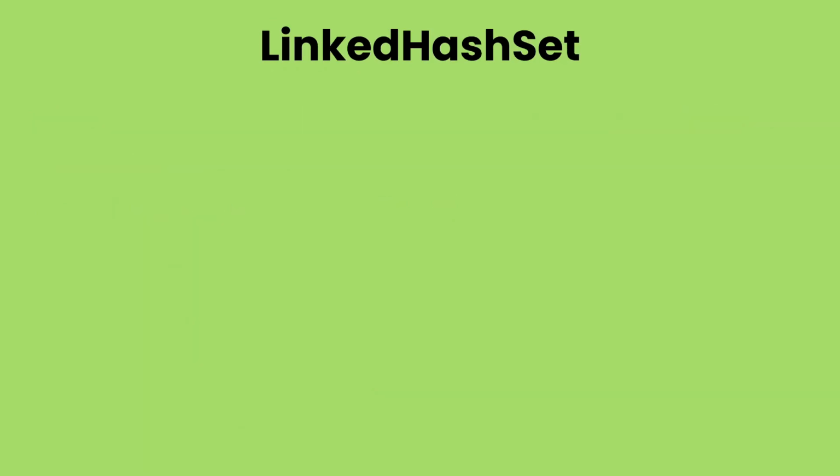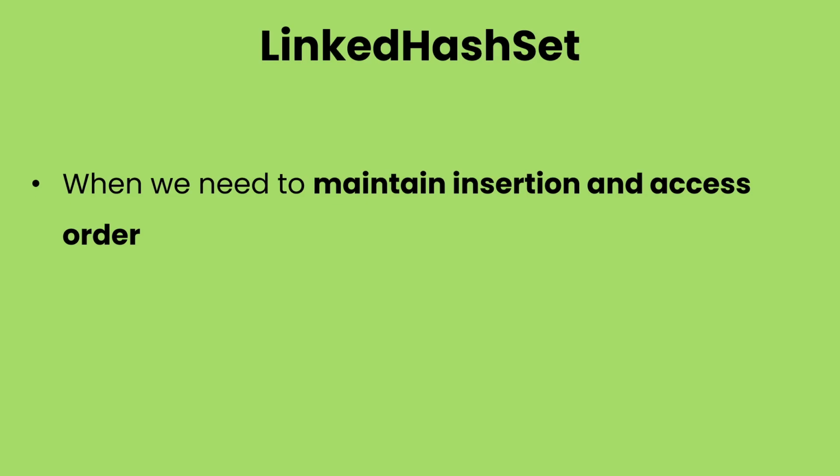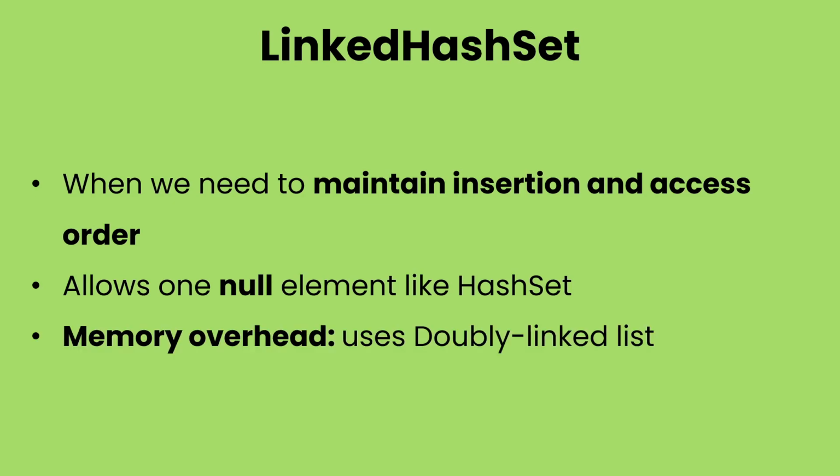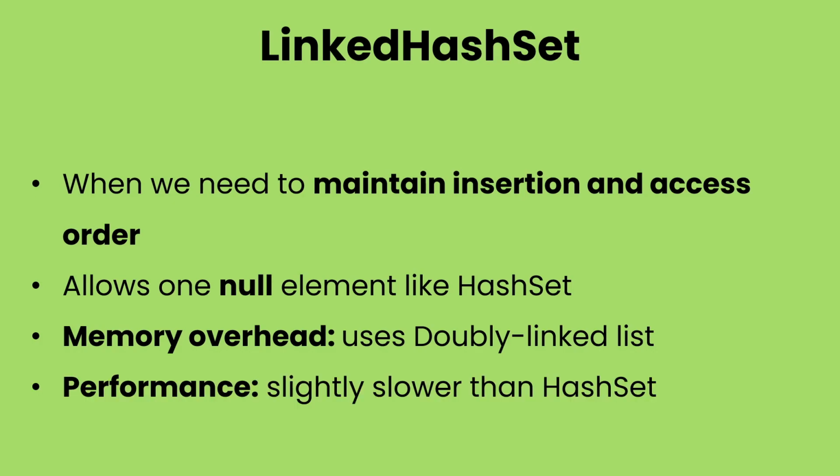Another popular implementation is LinkedHashSet, and we should go for it when we need to maintain insertion and access order. It allows one null element like HashSet. There is a slight memory overhead, because it uses a doubly linked list, and also performance will be slightly slower than HashSet. But unless we need insertion and access order, we should just stick with using HashSet.